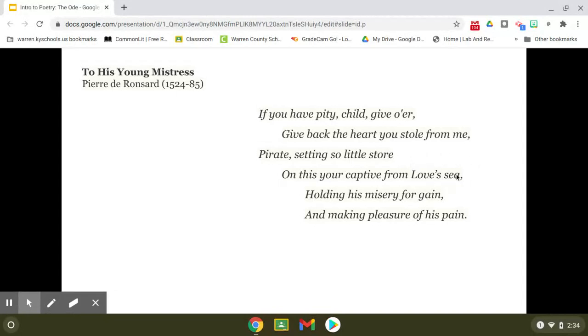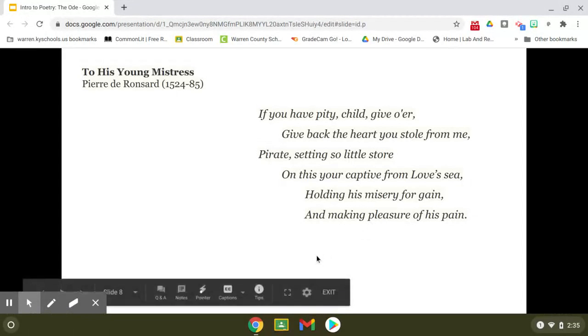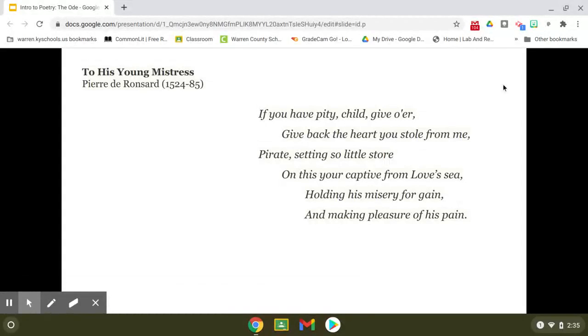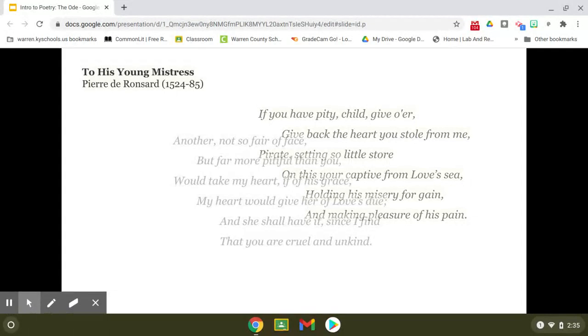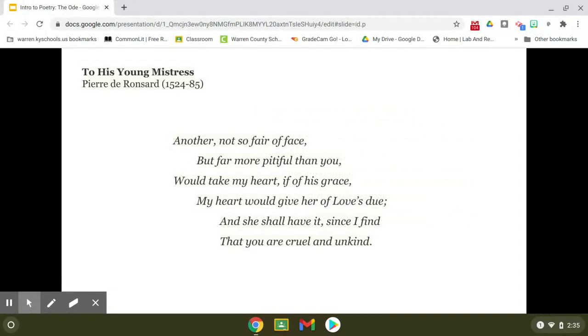So we've got a lot of metaphorical language here. Holding his misery for gain, like she's getting something out of stringing him along or manipulating him. She's getting pleasure of seeing him suffer. Maybe she's flirting with a bunch of other guys too. Who knows? And then we get the epode, where we get the theme of the poem.